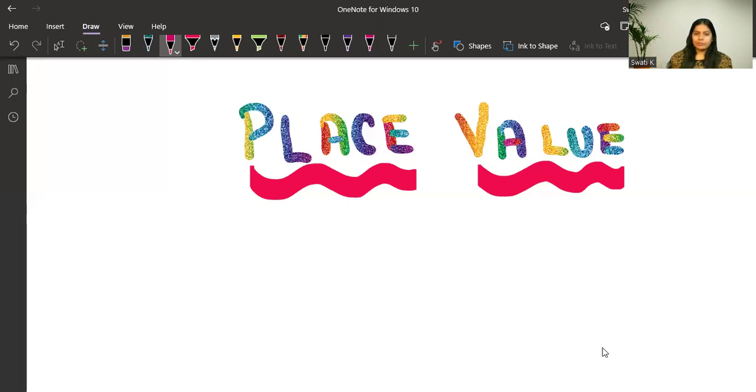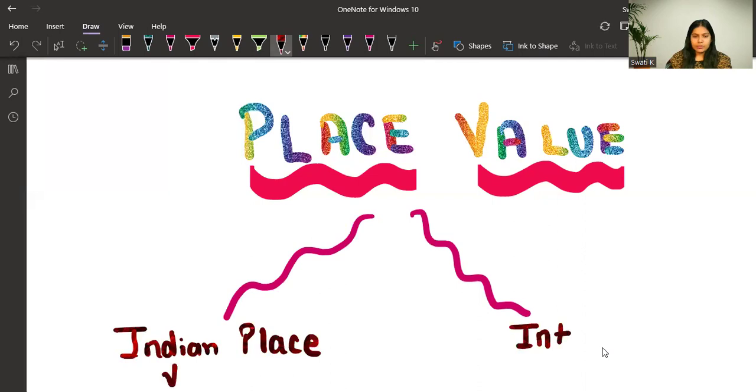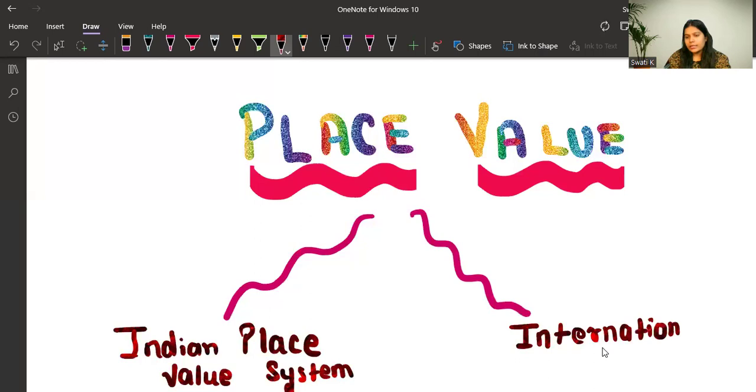First of all, we know place value for two kinds. First is the Indian place value system, and the second one is the international place value system. Let us first cover Indian place value.